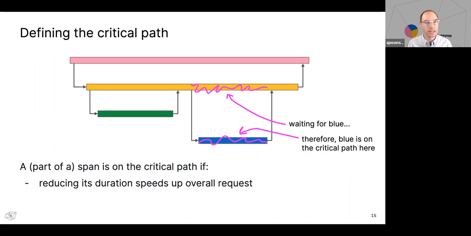Another way of thinking of it is that a span, or part of a span, is on the critical path if speeding up that span, if shortening its duration, shortens the duration of the overall request. Once you have that, now you can understand where to look in terms of how you think about performance. And you can do this not just for an individual trace, but for collections of traces as well. So for each of these different colored spans, each of these services, we can understand how much they contribute to the critical path. Then we can aggregate that across many traces so that we can build a model of how this is affecting performance overall, and not just of this one individual request.